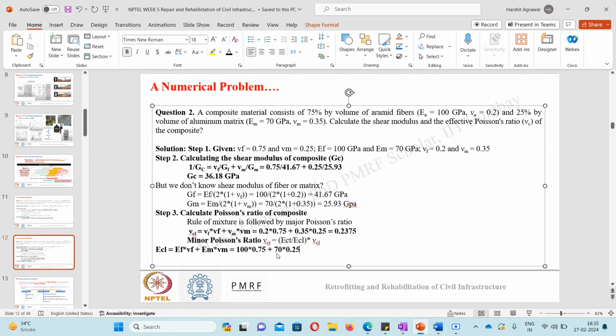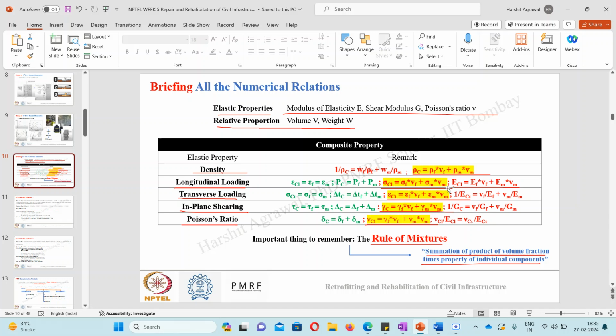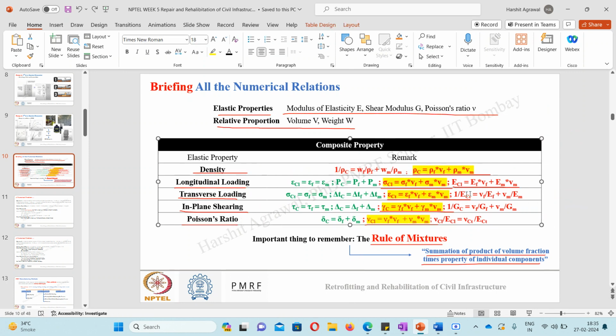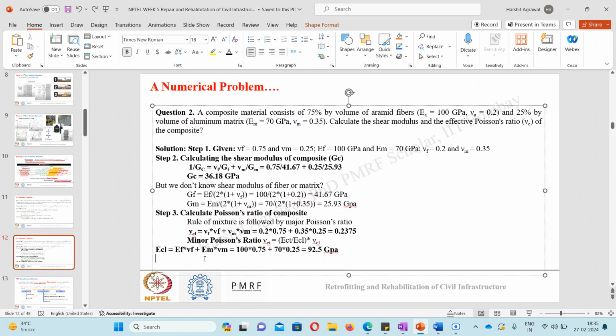70 times 0.25. So this will come out to be 92.5 GPa. So this is my Young's modulus of composite in longitudinal direction. And in transverse direction, it follows the inverse equality. Okay, so from here I will copy the formula. In transverse direction, Young's modulus is given by this relationship that we saw in the last lecture also.